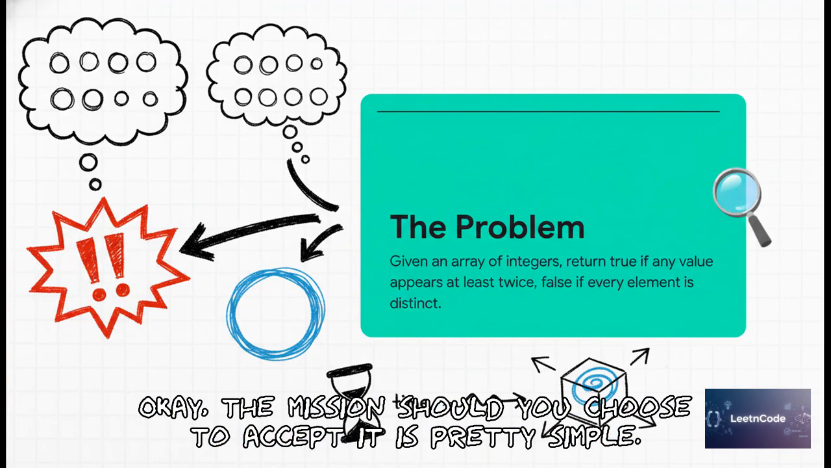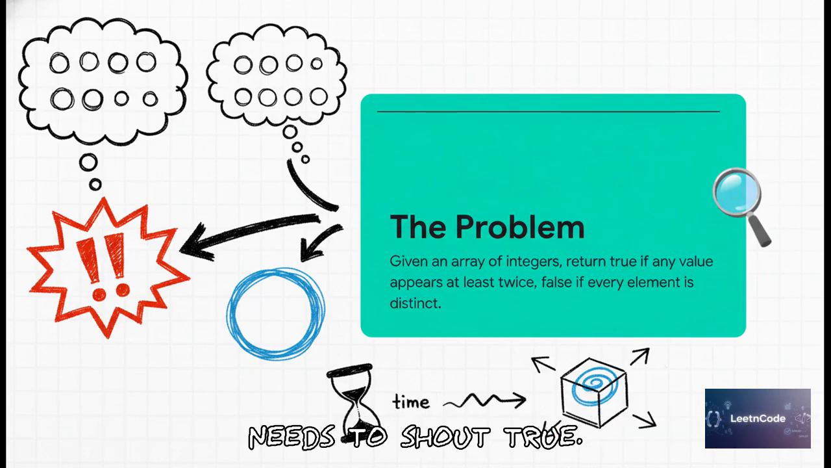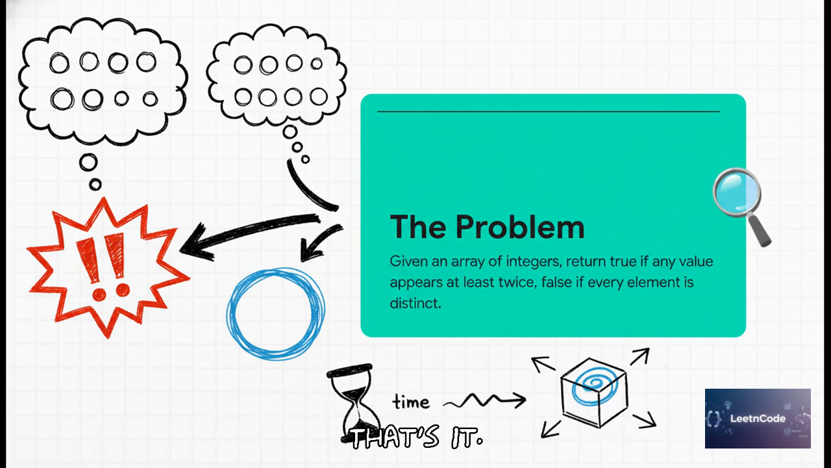Okay, the mission, should you choose to accept it, is pretty simple. We get a list of numbers. If any number in that list shows up more than once, our program needs to shout true. But if every single number is unique and shows up only once, it should just calmly report false. That's it. That's the whole problem.